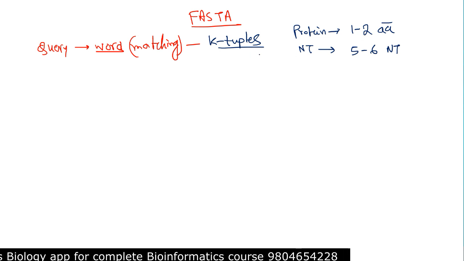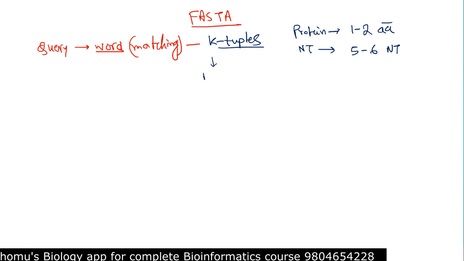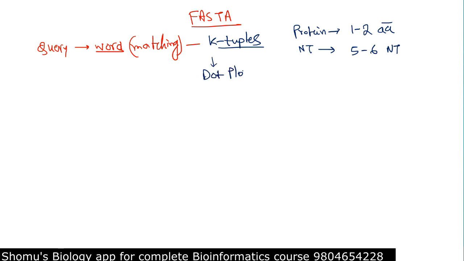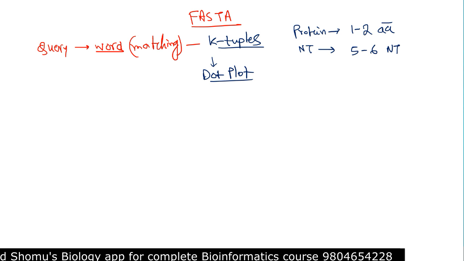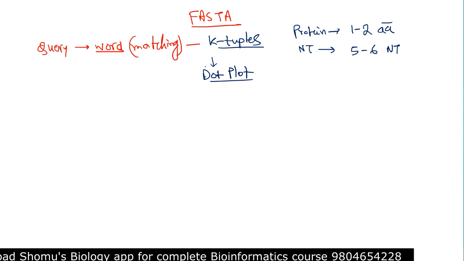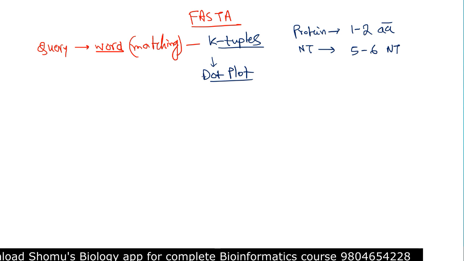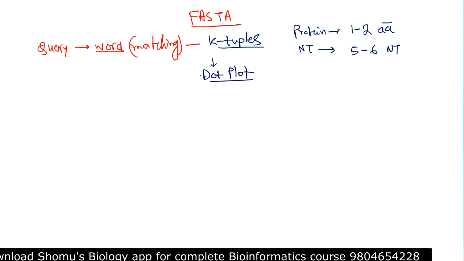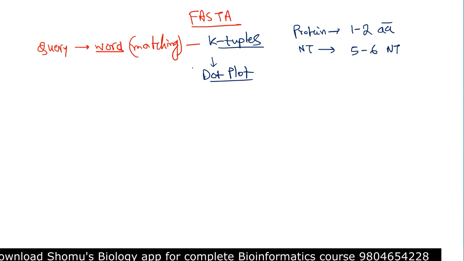Okay. Now in this case, words match with the database sequence and create diagonals. So in this case, FASTA uses dot plot. Remember the dot plot. If you recall the dot plot, then you'll understand what I mean. If you don't recall dot plot, and if you haven't seen my video on dot plot, please watch that video. Otherwise, you cannot understand this. Okay.